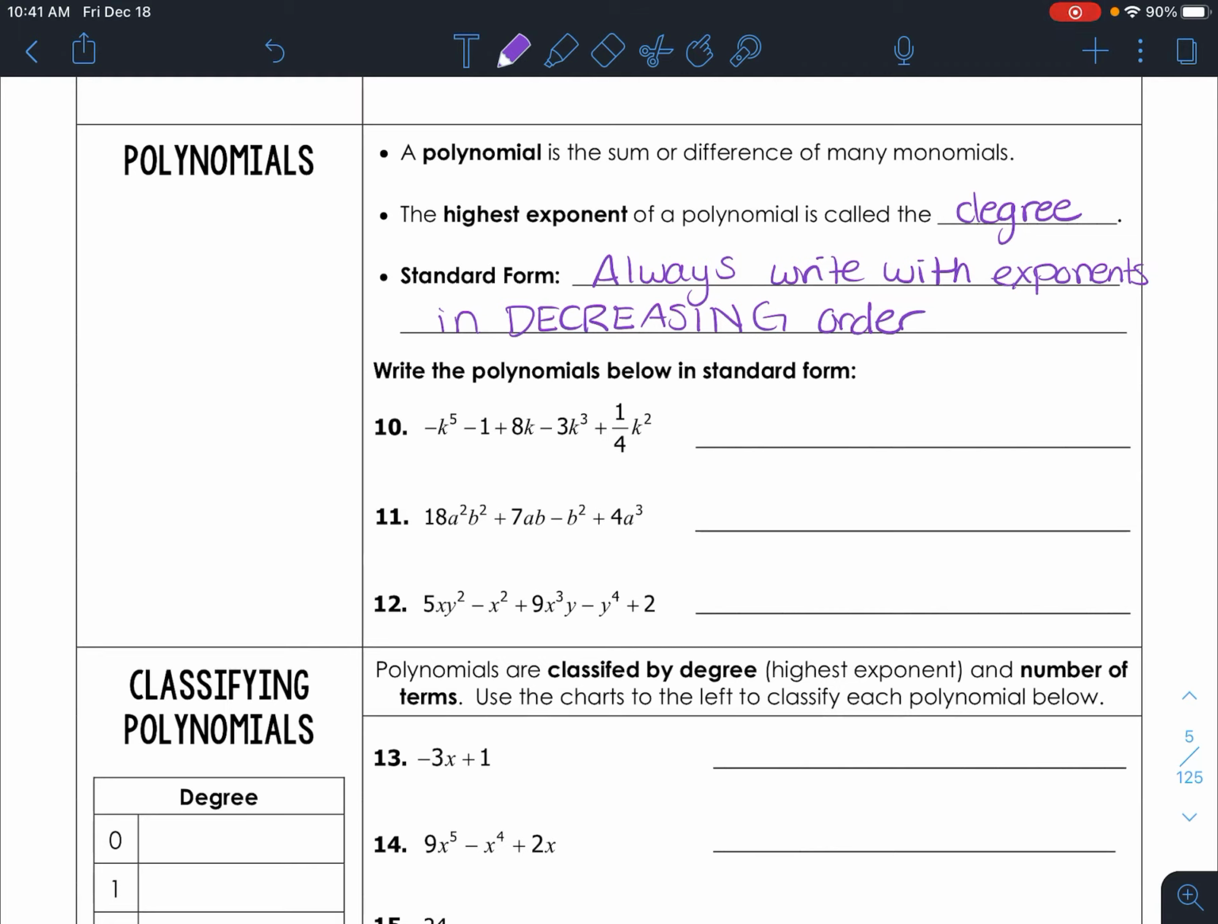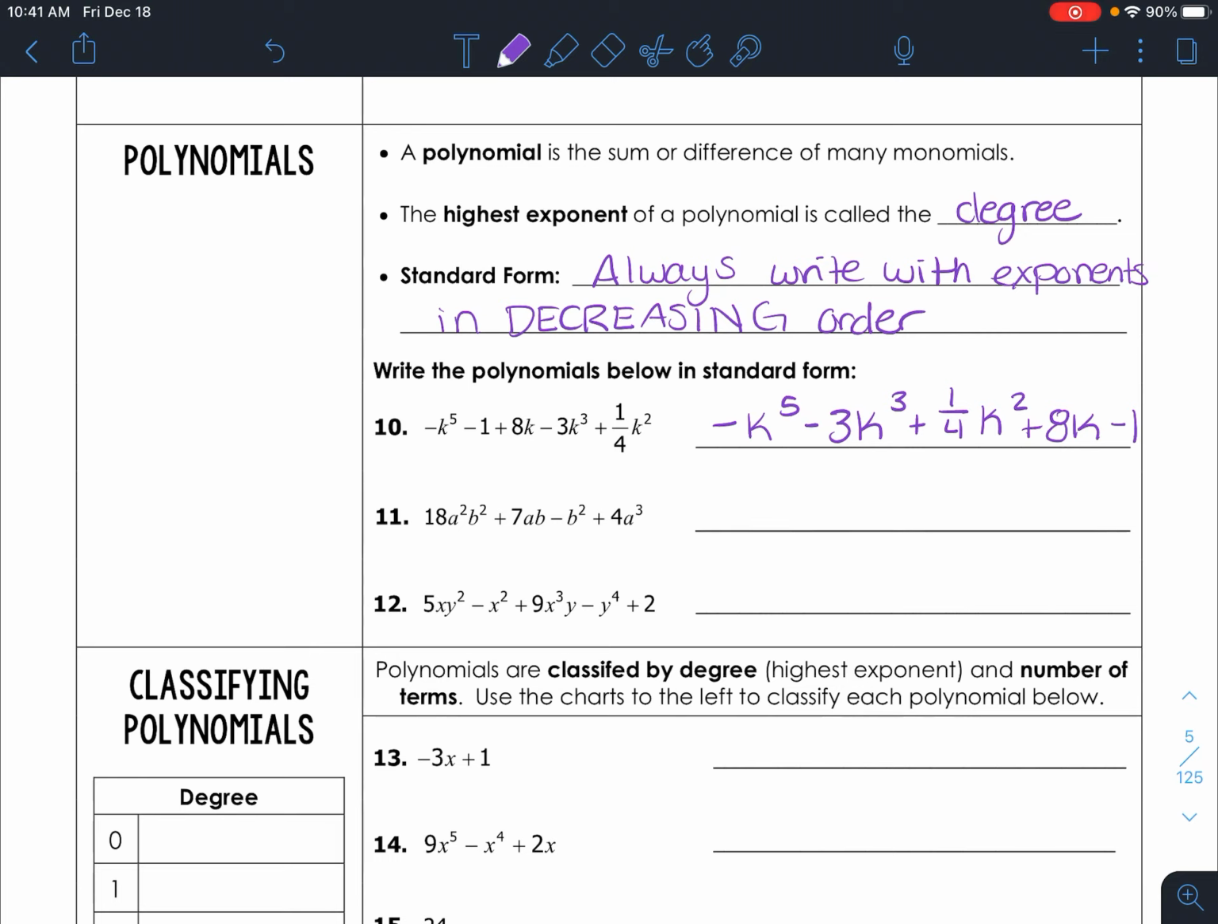So I have negative k to the fifth minus 1 plus 8k minus 3k cubed plus 1/4 k squared. So we need to write this in standard form. Well, my highest exponent is to the fifth, so that's going to be my first term, negative k to the fifth. My next highest is cubed, so minus 3k cubed plus 1/4 k squared plus 8k minus 1. Your constant term will always go at the end.